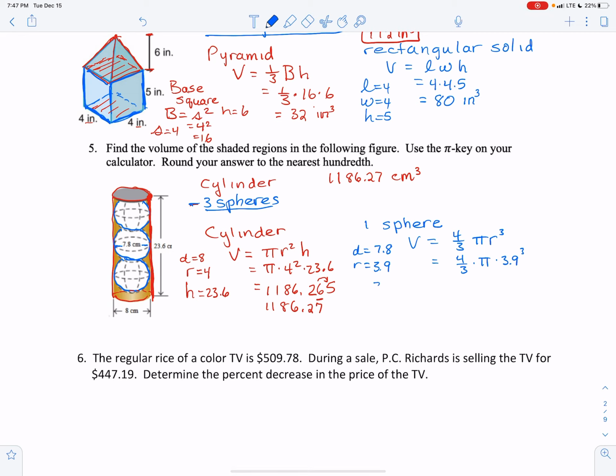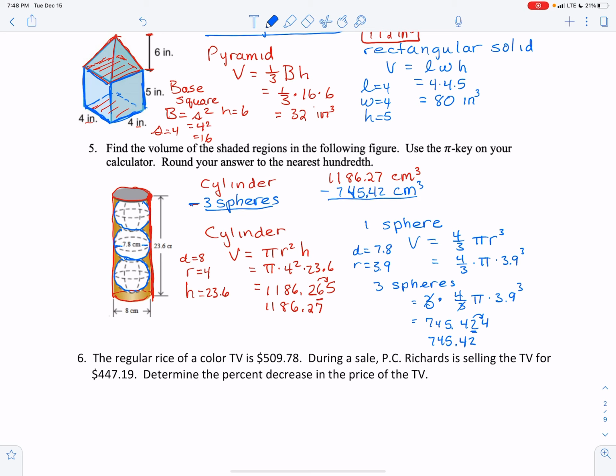But if we want the volume of 3 spheres, I want 3 times that. So 3 times the volume of one sphere. So if I wanted to, I could just say the 3 cancels, and just multiply 4 times pi times the 3.9 cubed. So I get 745.424. Rounded to the nearest hundredth, so I'll identify the digit in the hundredths position. The number to the right is less than 5, so 745.42. And we're in centimeters, so centimeters cubed.